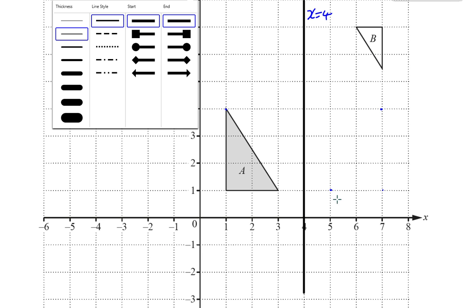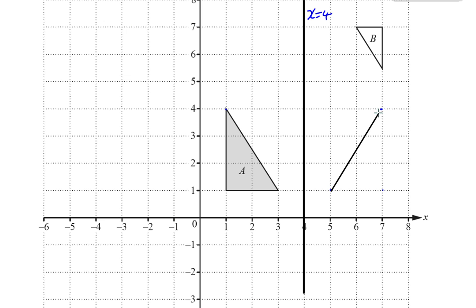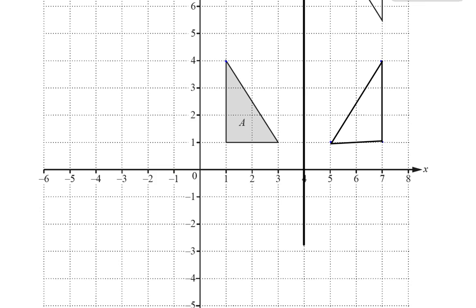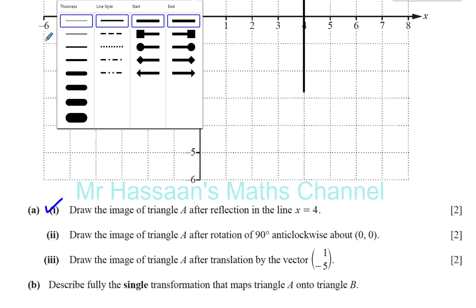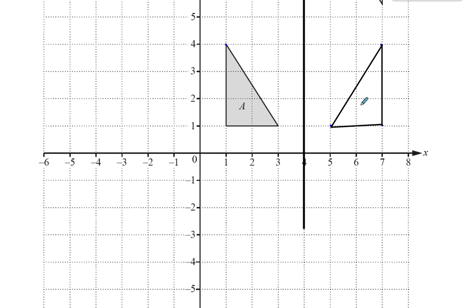So I join that to that, and I join that to that, and that to that. That's my reflection in the line x equals 4. So, draw the image of triangle A after reflection in the line x equals 4. That's that. Now I'm going to label that as A part 1, just to make it clear. It's A part 1. Let me just straighten up this line. It's gone wonky there.